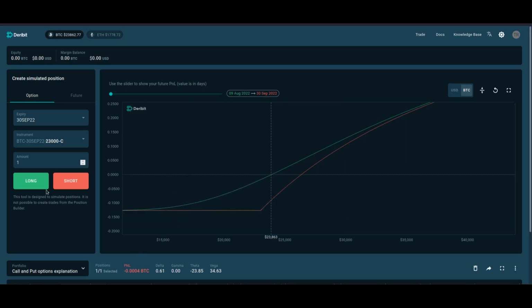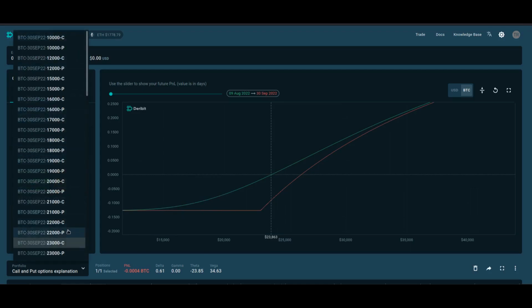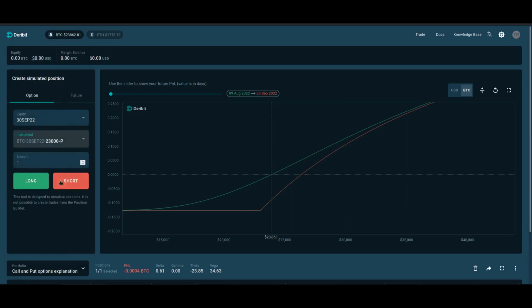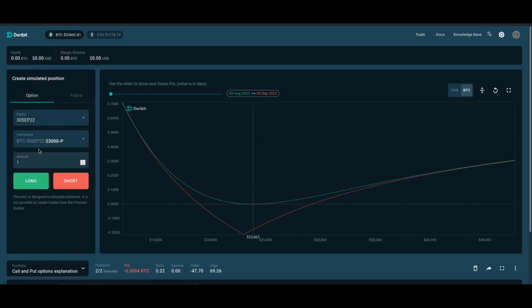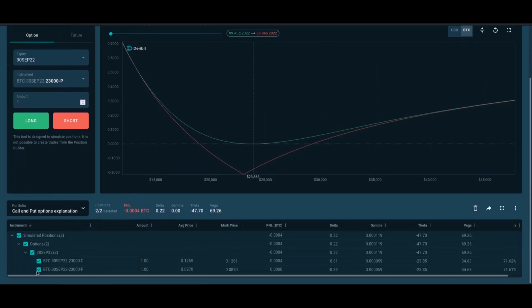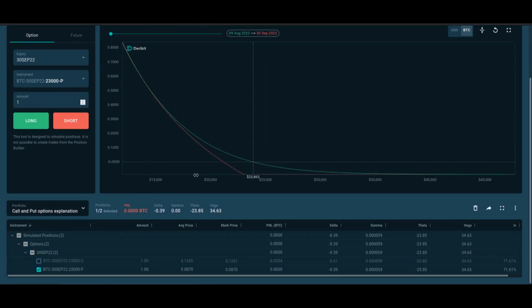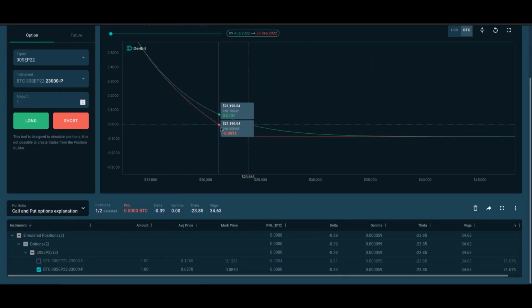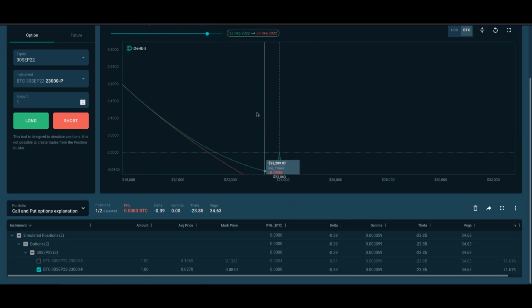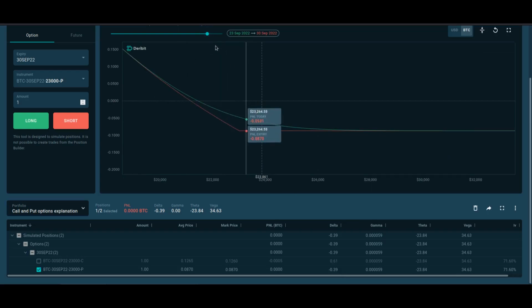So let's now buy a put option. Strike is 23,000, put option, and let's turn off the call option, and we get the same picture, but mirrored from the call buying position. So we have the same logic. I don't know, it's a glitch of the platform, because it should be smooth. Okay, like this.